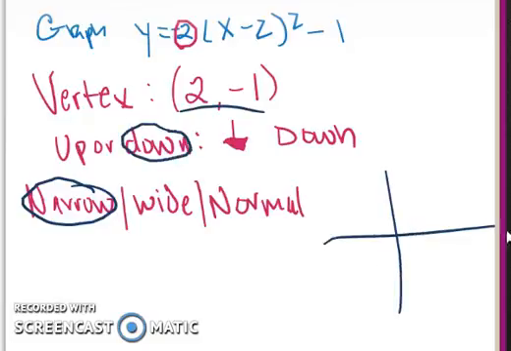Just a quick sketch, real quick. 1, 2, -1. There's my vertex. It's going down and it's narrow. Again, it doesn't have to be a perfect sketch, but that's what it would look like, something around there.